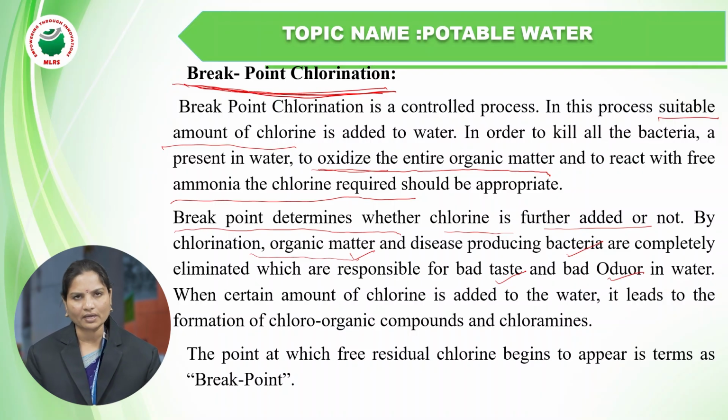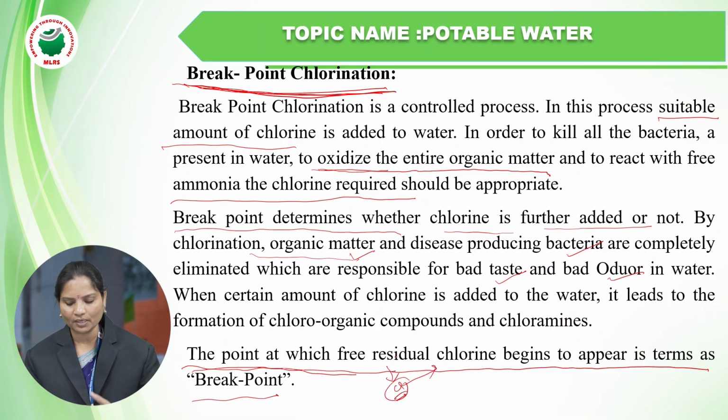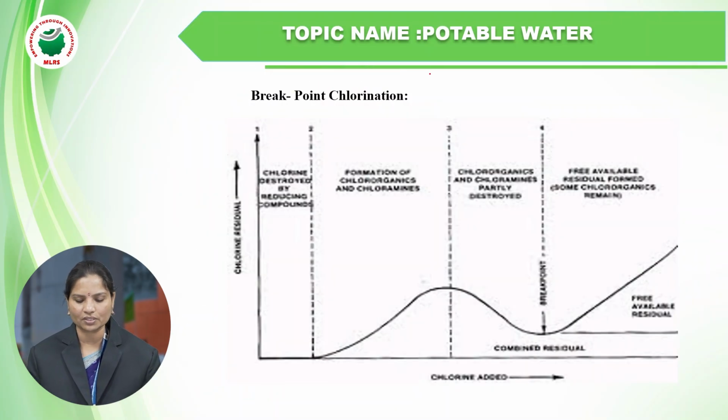So this is called breakpoint chlorination. What is meant by breakpoint chlorination? The point at which free residual chlorine begins to appear is termed the breakpoint. So here we need to add chlorine until residual chlorine appears, hence it is called the breakpoint chlorination process. Here we should add the required amount of chlorine.